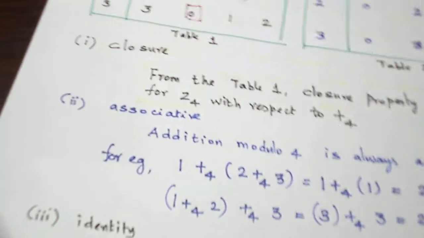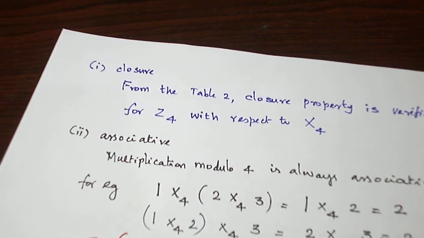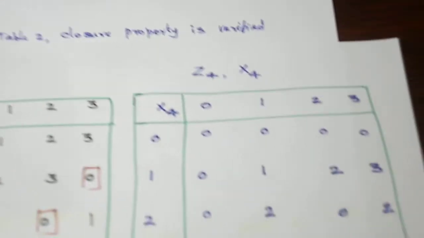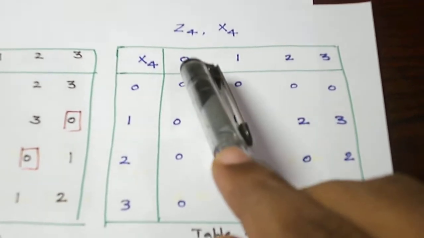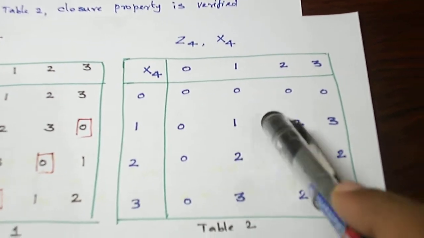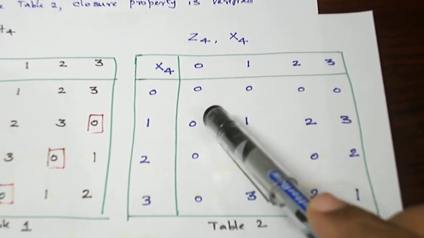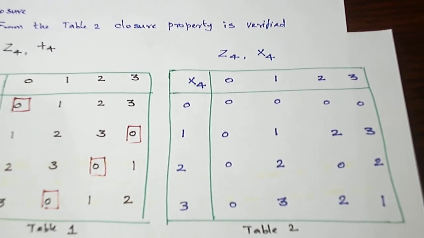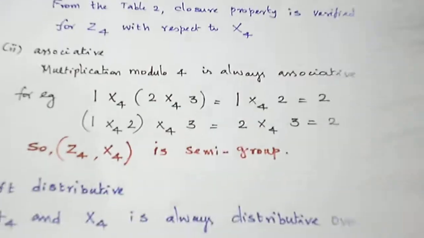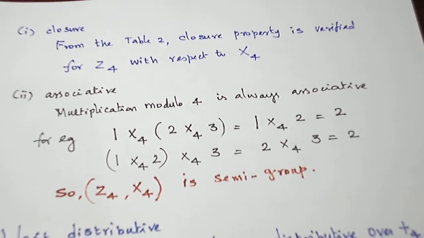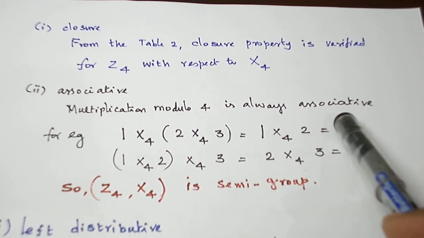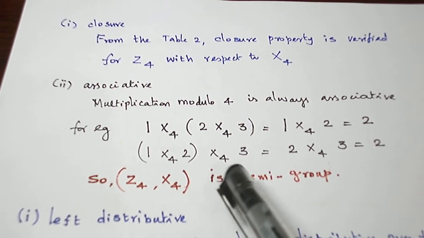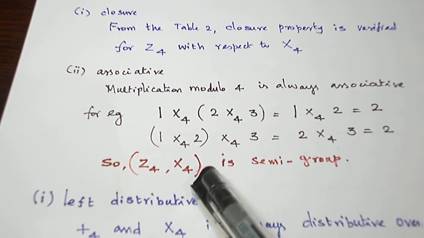And let us verify the closure and associative with respect to the second operation, multiplication modulo 4. For that, let us take table 2. Leave the header row and the header column. Look at the elements inside the body of the table. All the elements are 0, 1, 2, 3 from set Z4. So closure property is verified. And multiplication modulo 4 is a well-known associative operation. Let us illustrate with one example. So Z4 is a semigroup under the operation multiplication modulo 4.